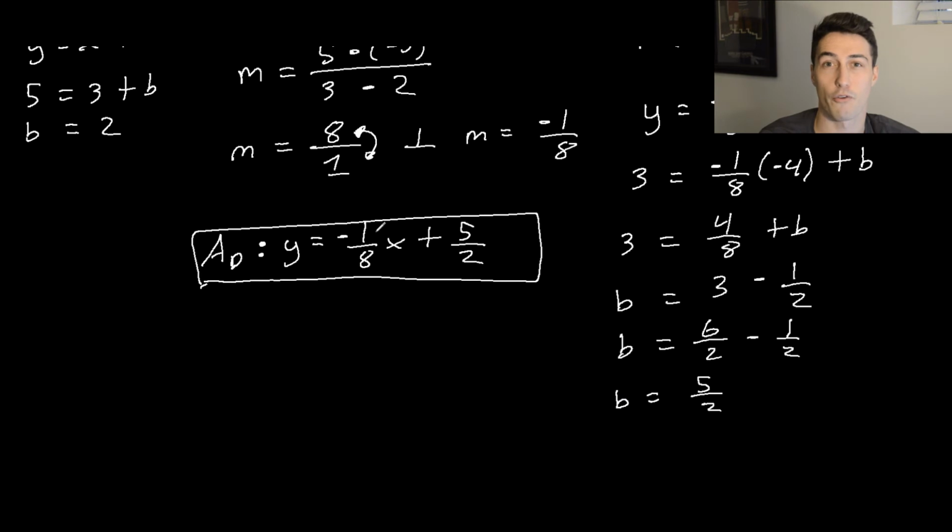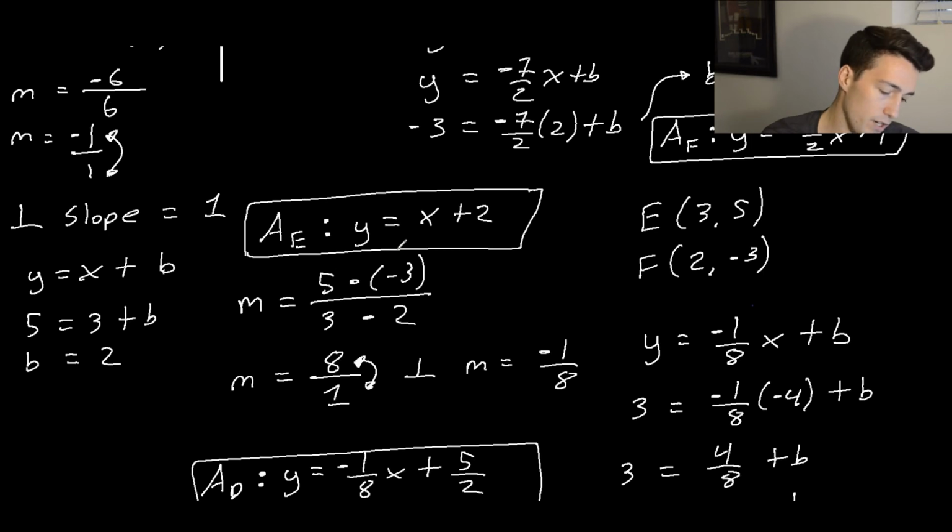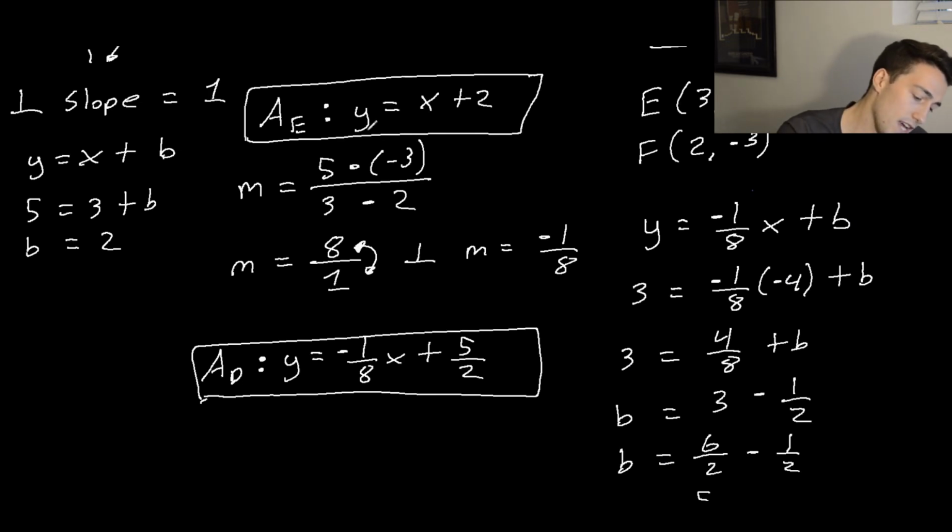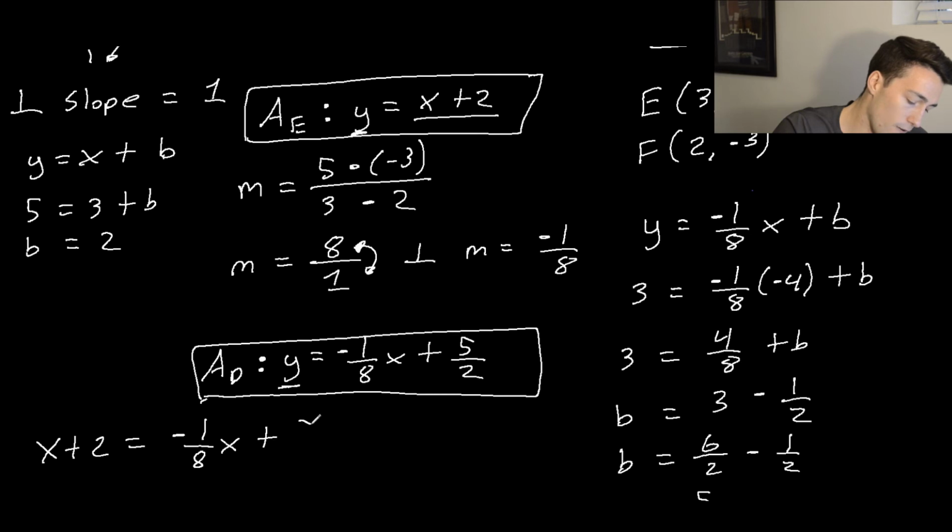Now that we've found all 3 altitudes, we can find the orthocenter of this triangle. We're going to use the equations of all 3 of these lines and set them equal to each other to find that point. So if we take the altitude of E, y is equal to x plus 2, I'm going to take this x plus 2 and sub it in for this y, because we're saying y is equal to that. So I can write x plus 2 is equal to -1/8 x plus 5/2.